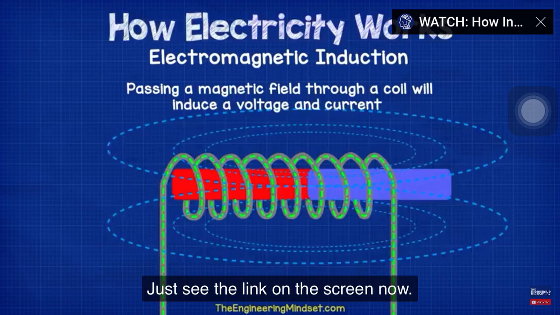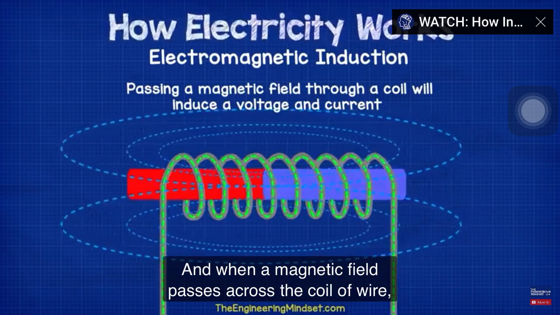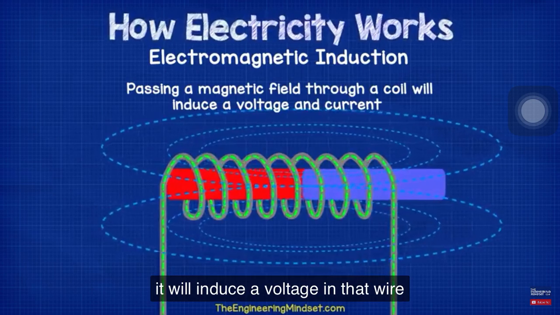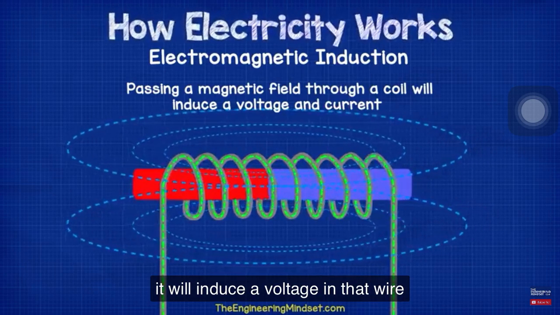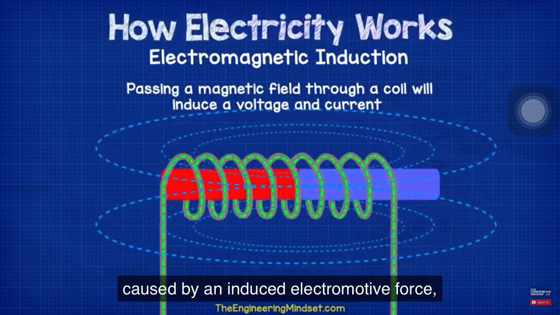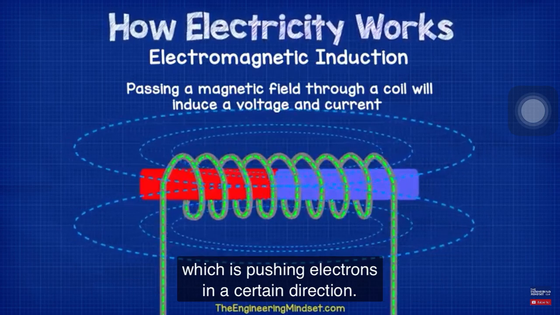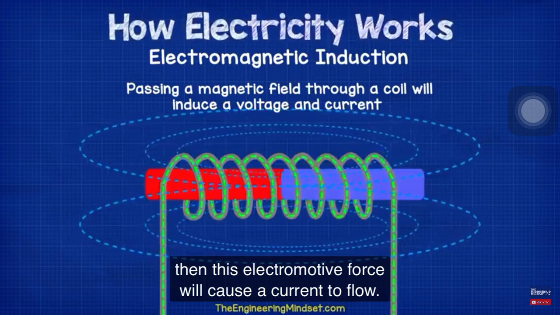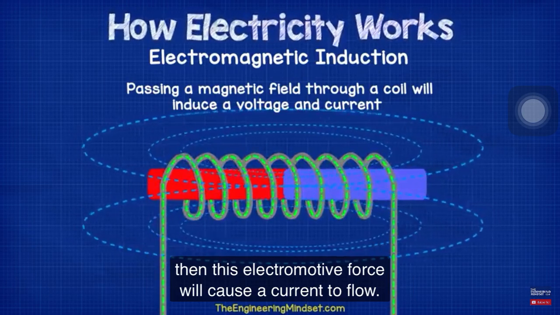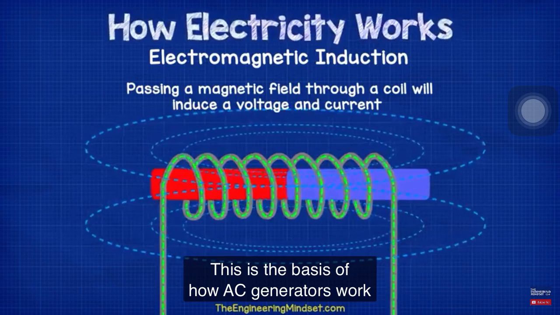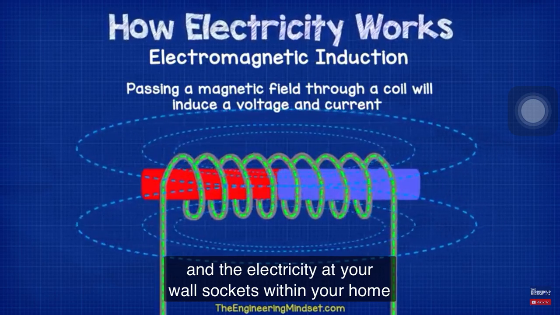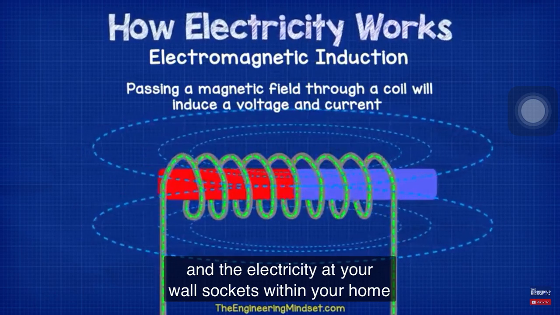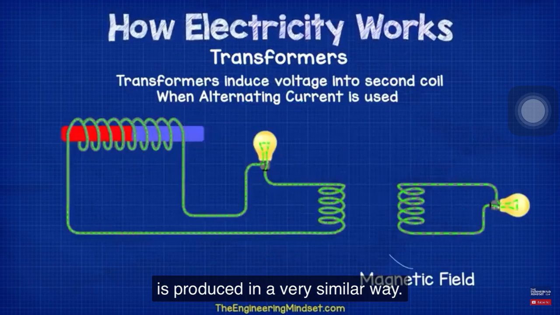Now when a magnetic field passes across a coil of wire, it will induce a voltage in that wire caused by an induced electromotive force which is pushing the electrons in a certain direction. If the wire is connected in a circuit, then this electromotive force will cause a current to flow. This is the basis of how AC generators work, and the electricity at your wall sockets within your home is produced in a very similar way.